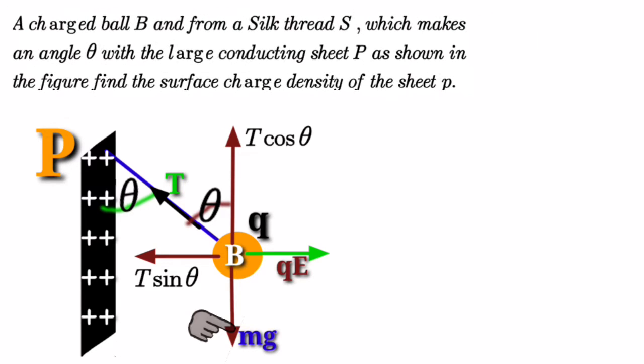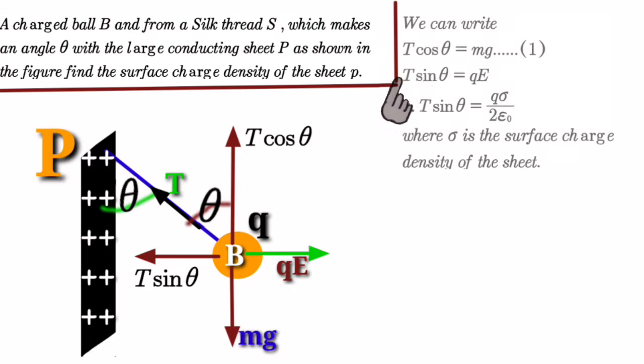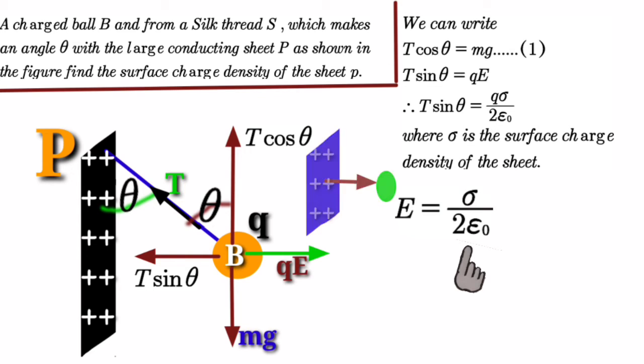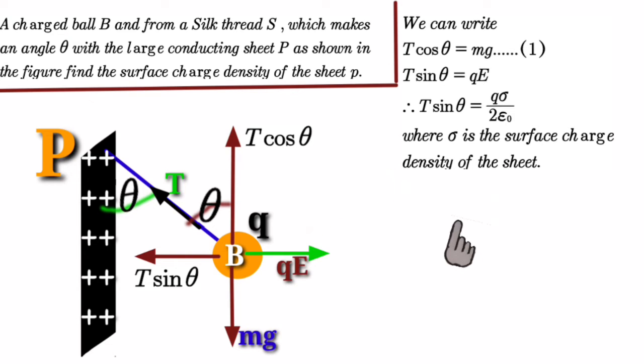Therefore, from the free body diagram we can write T cos theta is equal to mg, which is equation number 1, and T sin theta is equal to QE. Now the value of E at point B is equal to sigma by 2 epsilon naught, which is the expression of the electric field due to an infinitely large charged sheet. Therefore, T sin theta is equal to Q into sigma by 2 epsilon naught, where sigma is the surface charge density of this sheet.